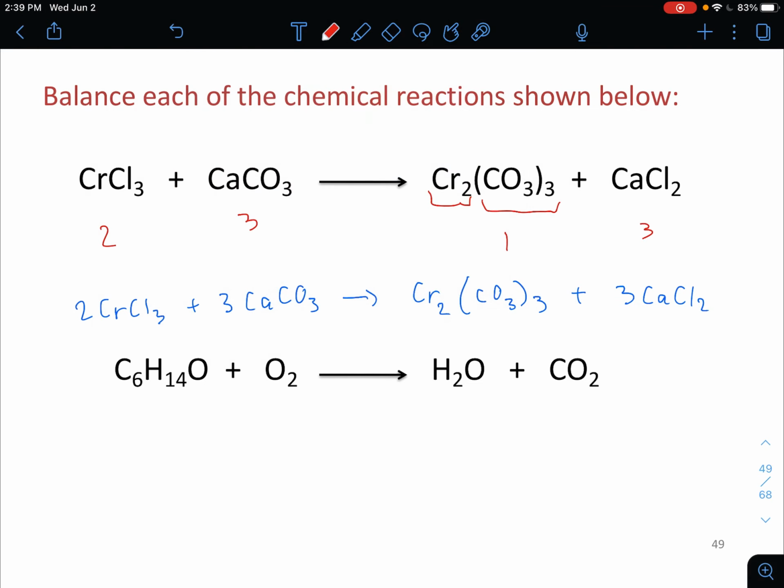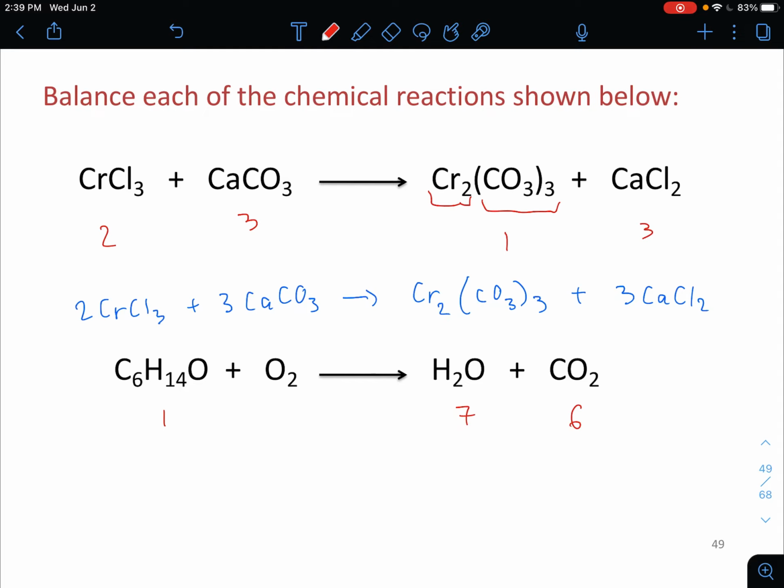We'll set our first coefficient to be a 1 for C6H14O, clearly the most complicated. That locks me in with 6 carbons and 14 hydrogens, so 7 water. 7 times 2 is 14. Same thing for these combustion-like reactions.